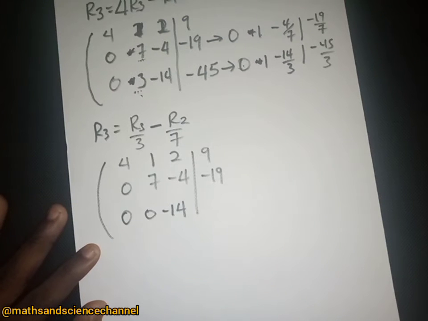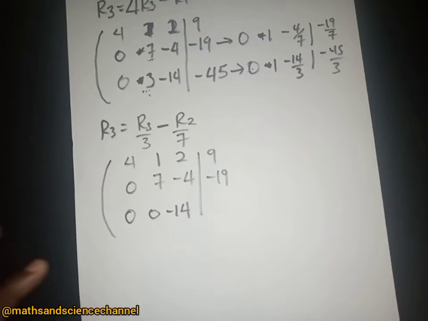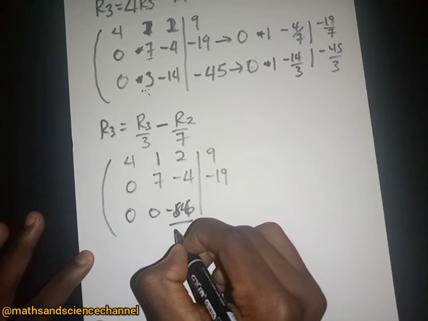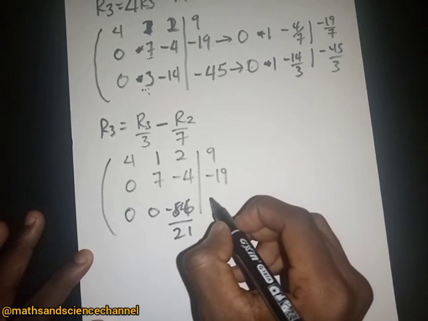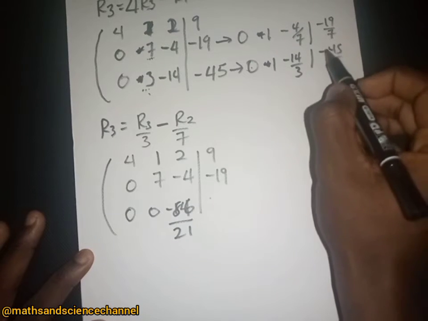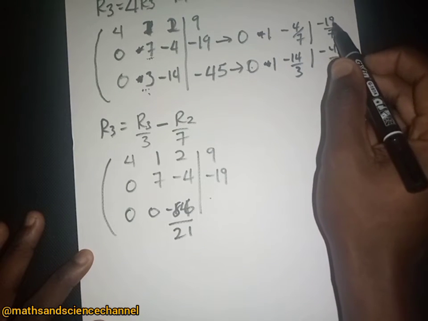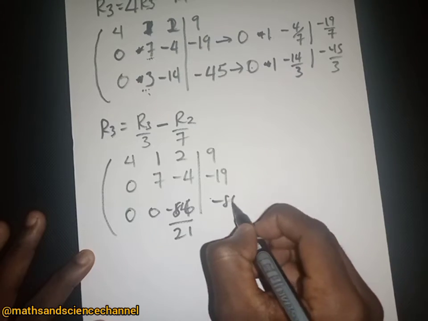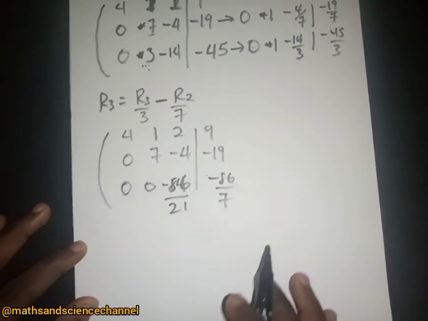And then also, so negative 86 divided by 21 here. Then we have -45 here minus 19 over 7 here will give us -86 over 7. So this is what we have.